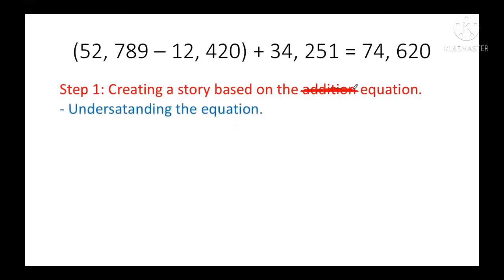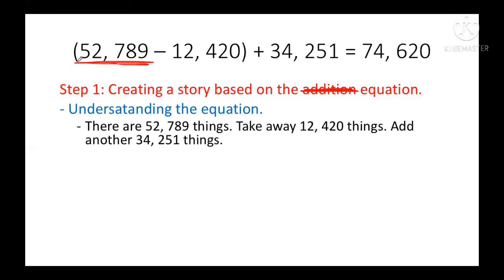How do we do that again? Of course, you need to understand the equation. You need to list down all the numbers, and also understand what you are going to do. Are you going to add? Are you going to subtract? In understanding the equation, we start with this number. So there are 52,789 things. That's the first one.